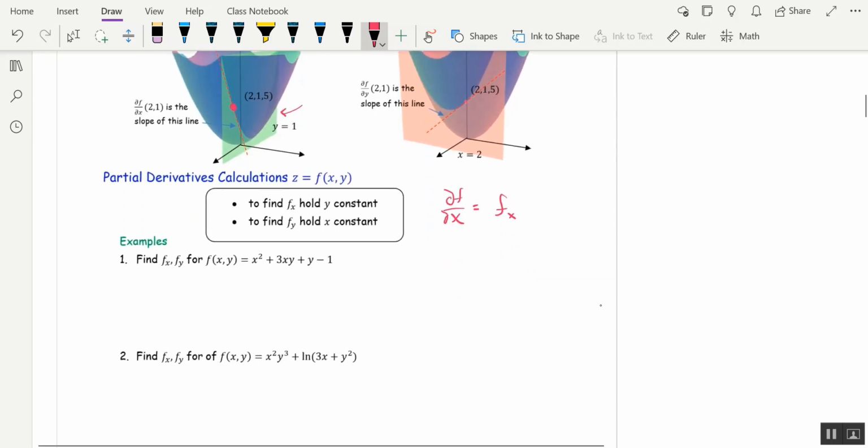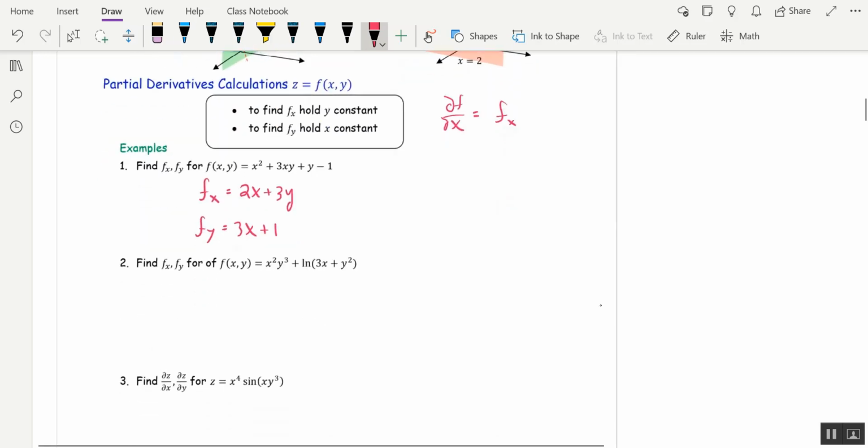Okay, so let's find some partial derivatives. F sub x, we're going to hold y constant. So pretend y is just a number. So that's 2x plus 3y, because the derivative of x is 1, and then everything else is 0, because y is constant. F sub y is 3x plus 1, okay? Maybe you should pause the video and see if you can do the next one. All right, hopefully you did that.